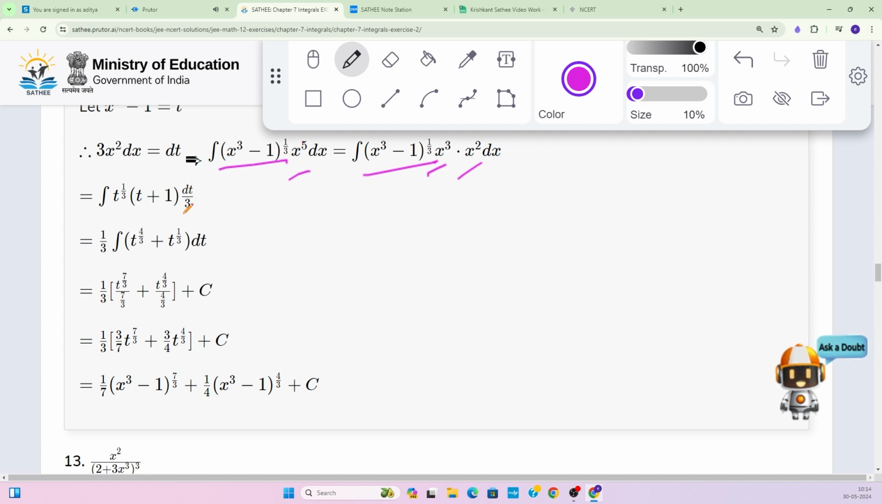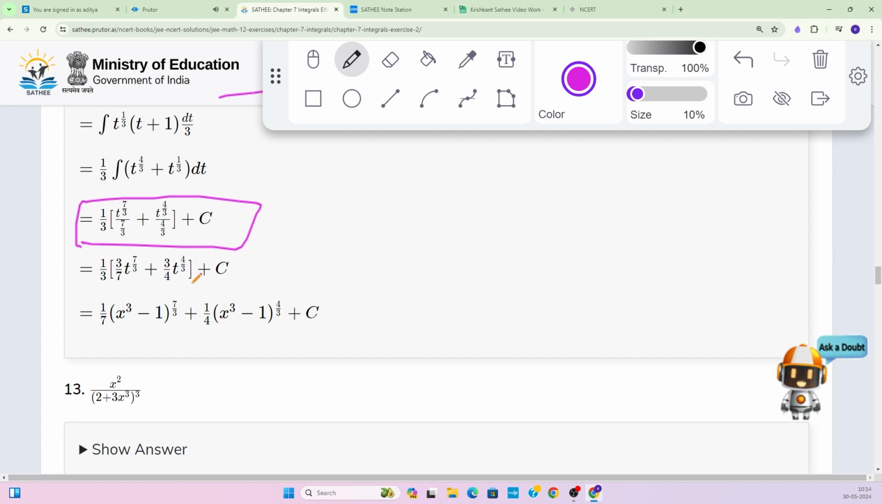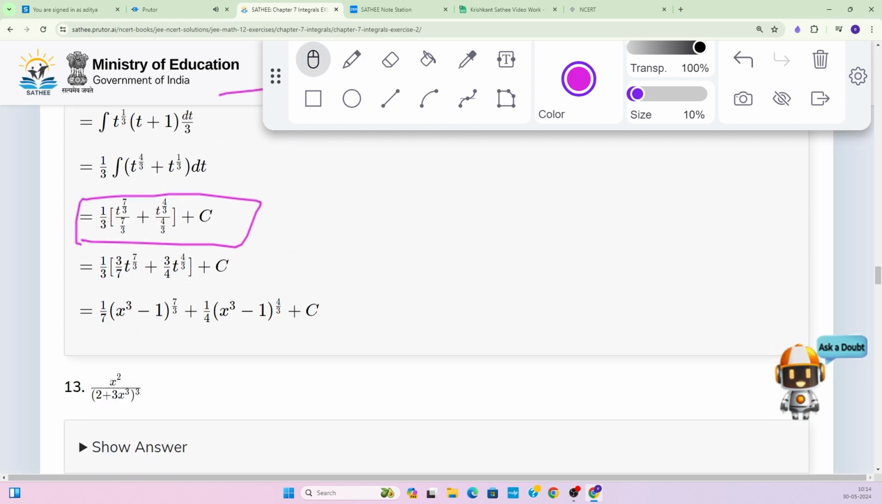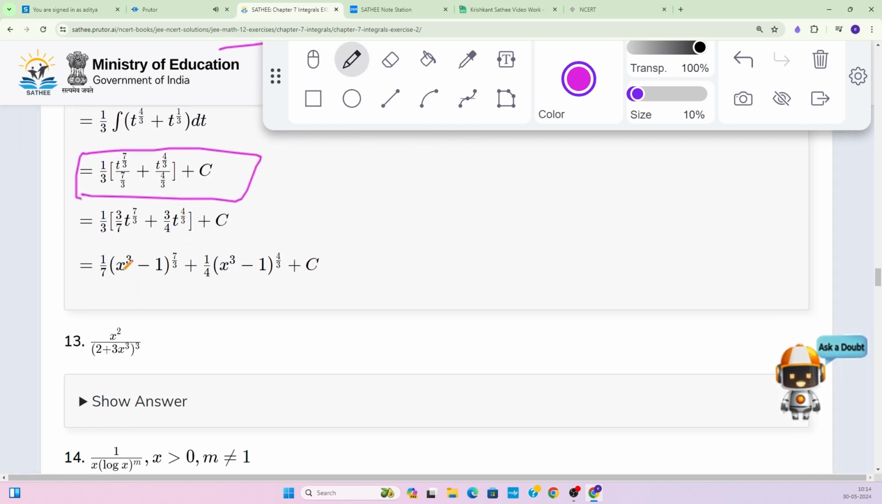Now using the basic results of the integration, you can separate them and take the constant out. You will have your integration as 1 by 3 multiplied with t power 7 by 3 divided by 7 by 3 plus t power 4 by 3 divided by 4 by 3 plus some constant. Now in terms of x, substitute back t as x cube minus 1. So you will have 1 by 7 multiplied with x cube minus 1 whole power 7 by 3 plus 1 by 4 multiplied with x cube minus 1 whole power 4 by 3 plus some constant.